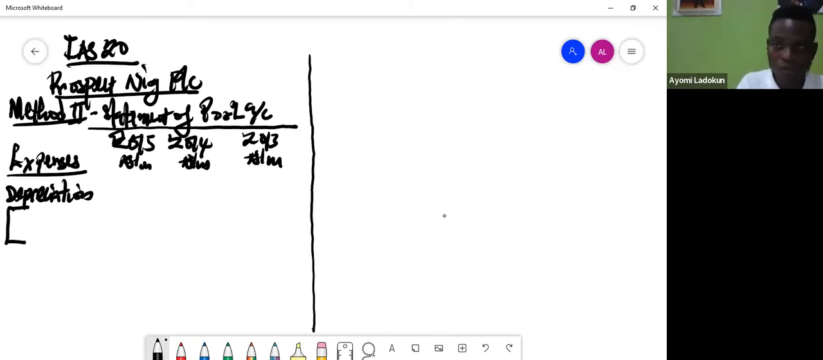So what is the cost of the asset here? The cost of the asset is actually 900 million. You can remember. So if it is 900 million, I will not divide the 900 by 20, because this is method 2. I would have deducted the 100 million. So when I deduct, what do I have left? I have 800 million left.